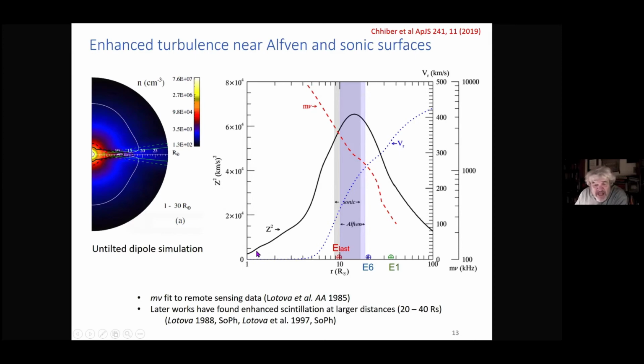And if you look at how that Z squared, that turbulence amplitude, varies in this simulation, starting from an input near the inner boundary, you see that the turbulence amplitude grows and becomes a maximum pretty near the Alfven critical point, which is exactly where we would like to trigger these instabilities that I was showing you in our cartoon.